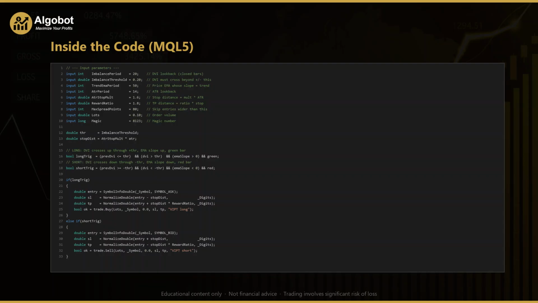The short condition is the exact mirror, the previous reading at or above the negative threshold, the new reading below it, a negative slope, and a red bar. It reads the bid, places the stop above entry, the target below, and calls trade.sell. Both sides are symmetrical and fully protected from the moment they open.